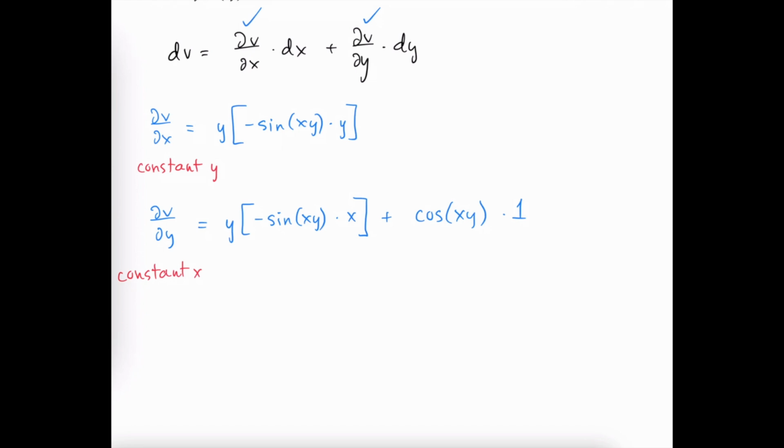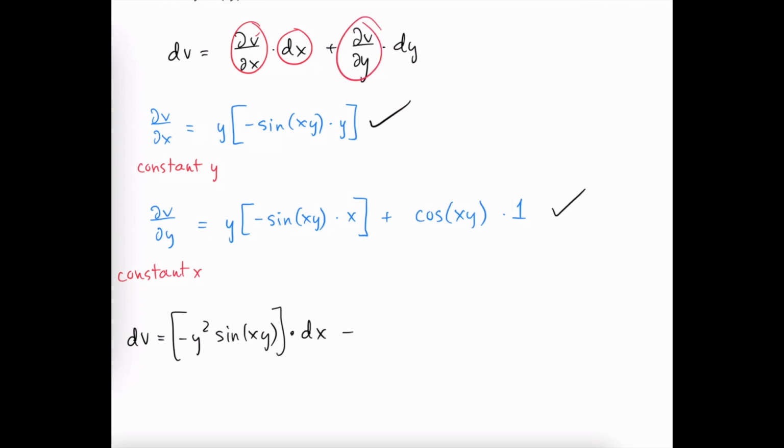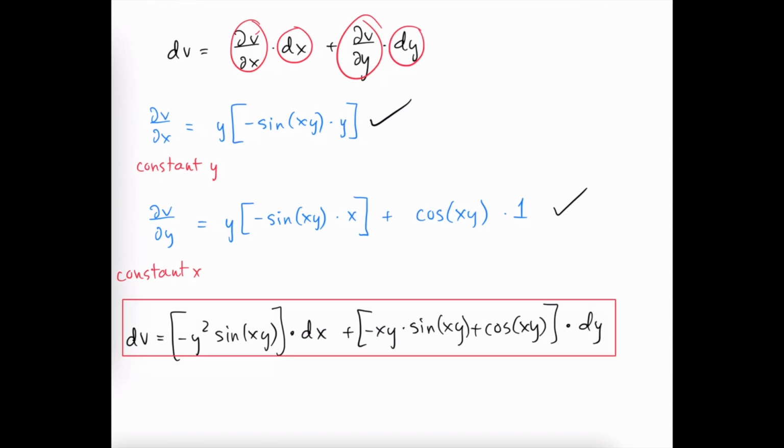So let's clean up these two first partials and then express our total differential function. So we'll start with the first partial of v with respect to x, which is negative y squared sine xy multiplied by dx. So we put our dx here. And then we have minus xy times the sine of xy plus cos xy. And all of that is to be multiplied by dy. So this is the formula that would be used to calculate the total differential at a given point.